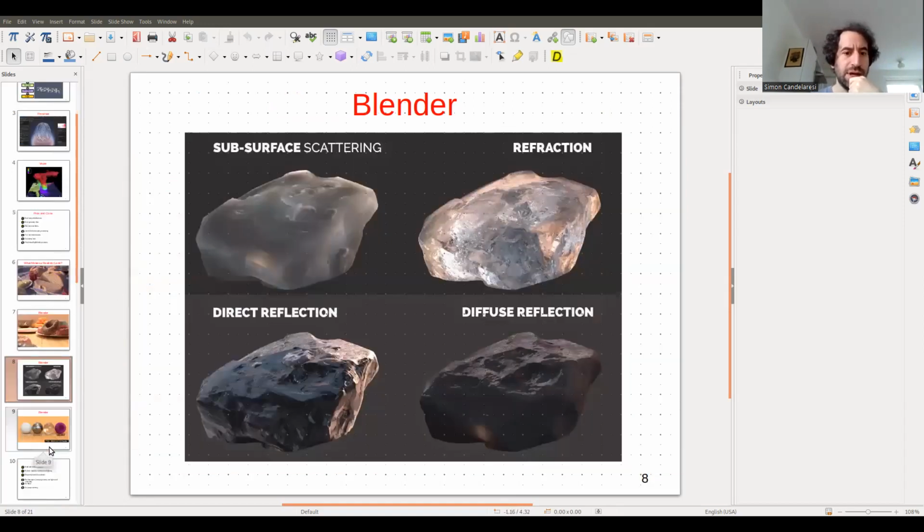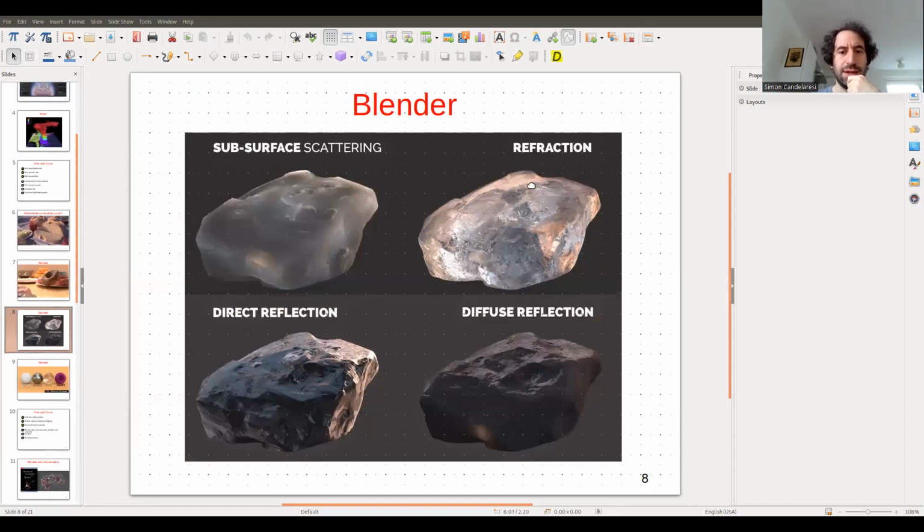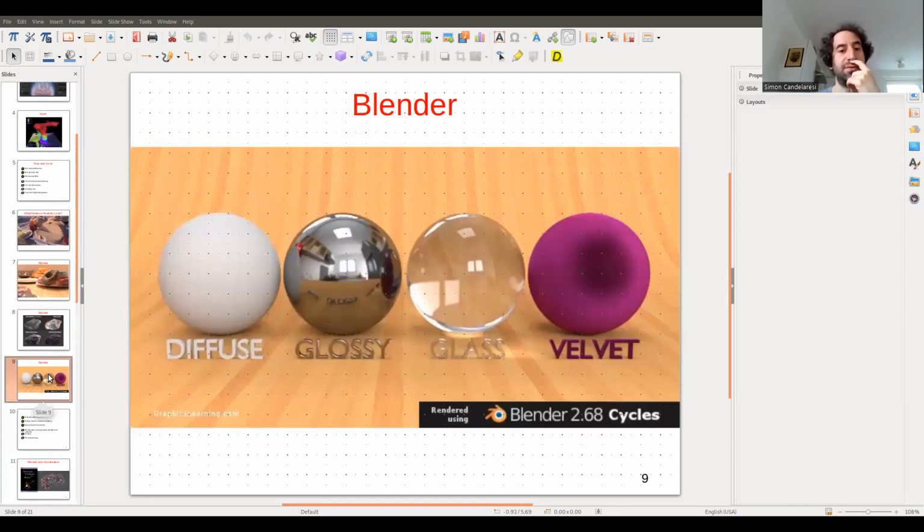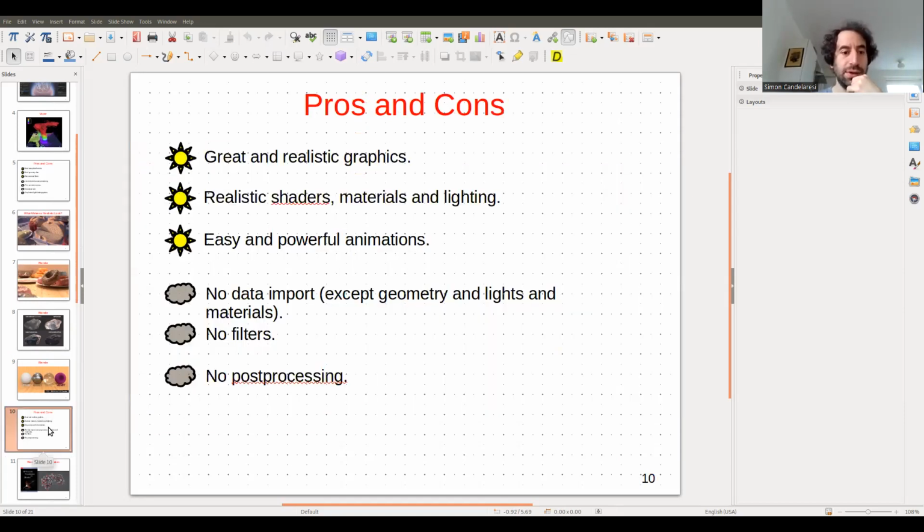And then of course I can do all kinds of things with materials, like refraction, so how light goes through the material, how things are reflected, diffuse reflection, direct reflection. You can use some scattering, and all kinds of different materials to make things look a little bit more realistic.